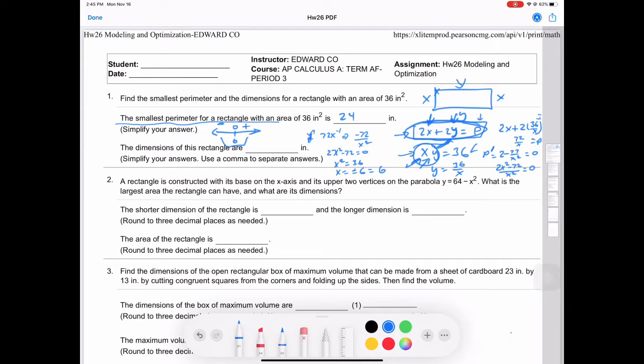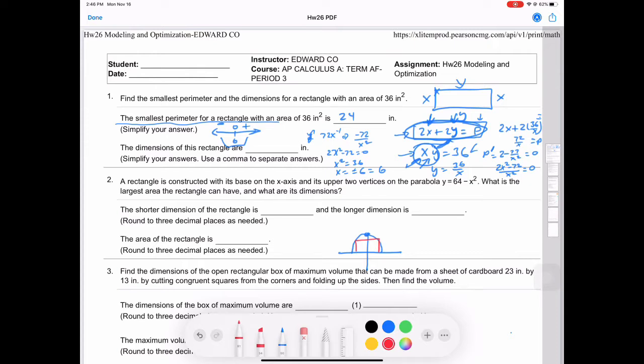A rectangle is constructed with a base of x, based on the x-axis, and its upper two vertices on the parabola y is equal to 64 minus x squared. So we have some graph, and the graph looks probably something like this. We have 64 up here, and a negative parabola coming down, and we have a rectangle that's formed inside this. Okay, that's our rectangle inside of it. What is the largest area the rectangle can have, and what are the dimensions?